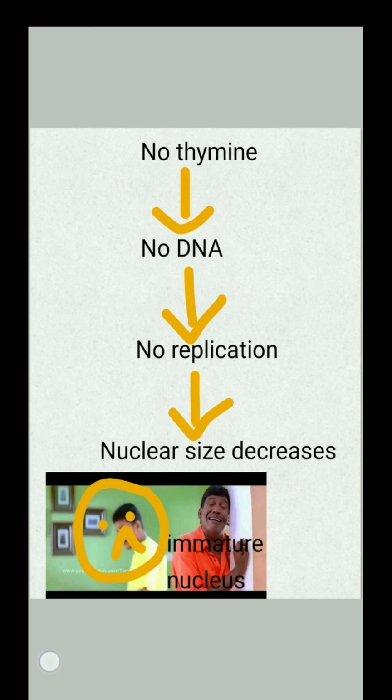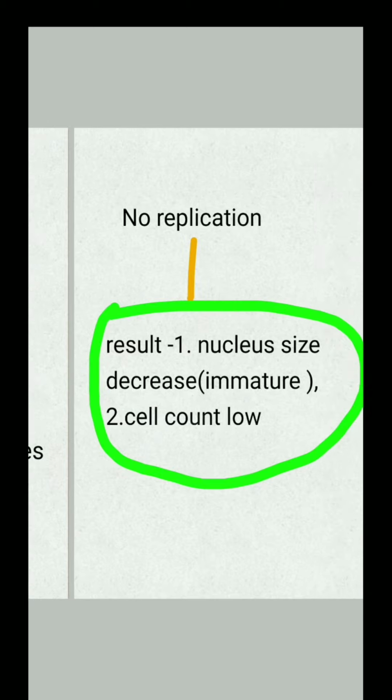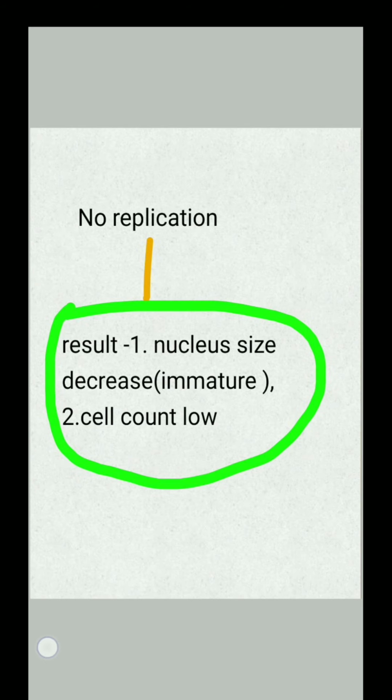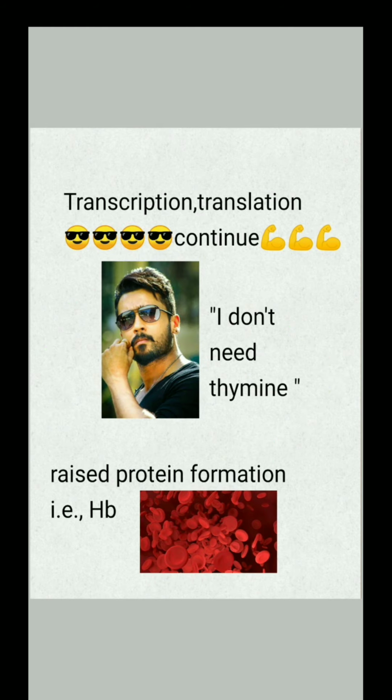We will end up with an immature nucleus. Also, without replication, we cannot divide the cell. So cell count also will decrease. So ultimately we will end up with decreased nucleus size and decreased cell count. But transcription and translation will keep on continuing because RNA formation doesn't need thymine.